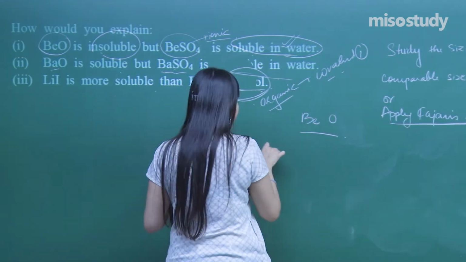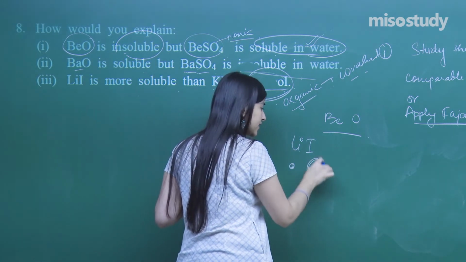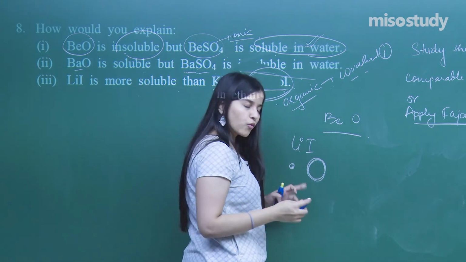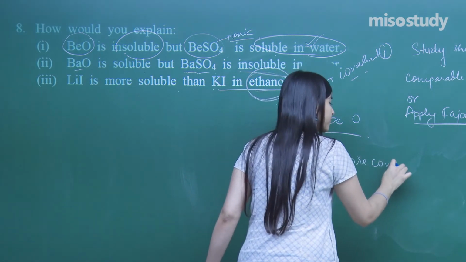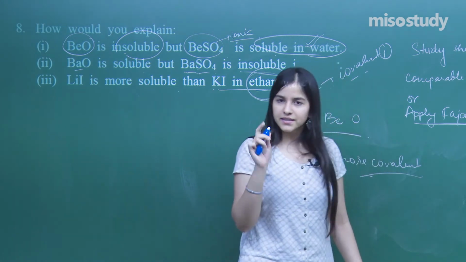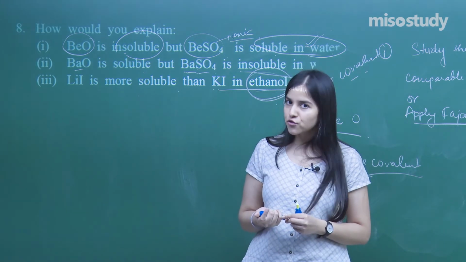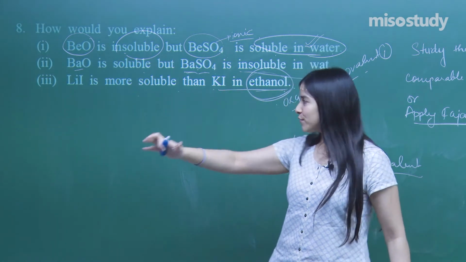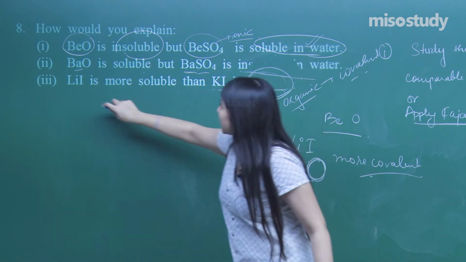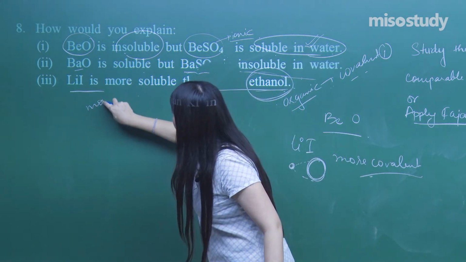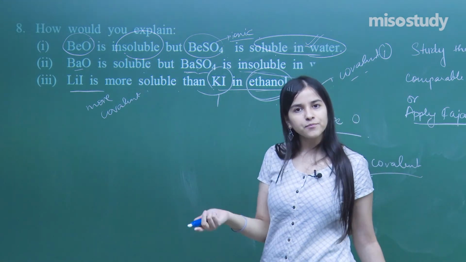LiI, what does Fajan's rule say? Smaller the positive ion, bigger the anion, what will happen? More will be the polarization, more covalency. Thereby if the compound is more covalent, it's sort of non-polar, and if it's non-polar sort of, then it is very well able to get dissolved in the organic solvent. So that means LiI is more soluble because it is more covalent, as per Fajan's rule, as compared to KI in ethanol. Clear about the fact?